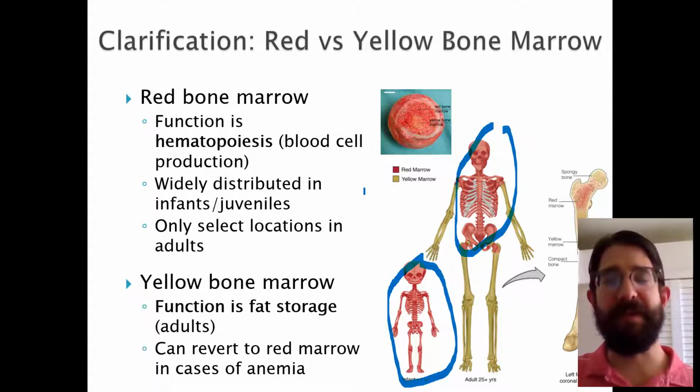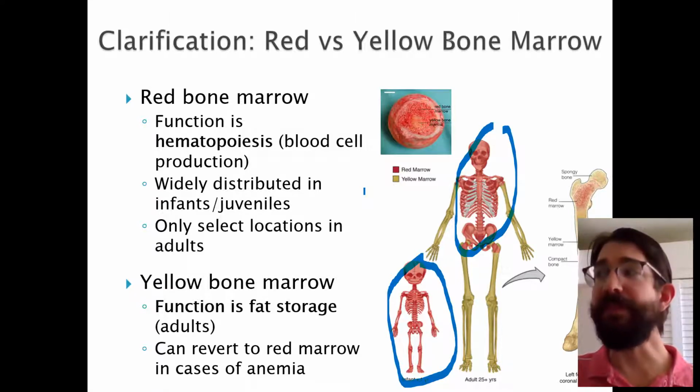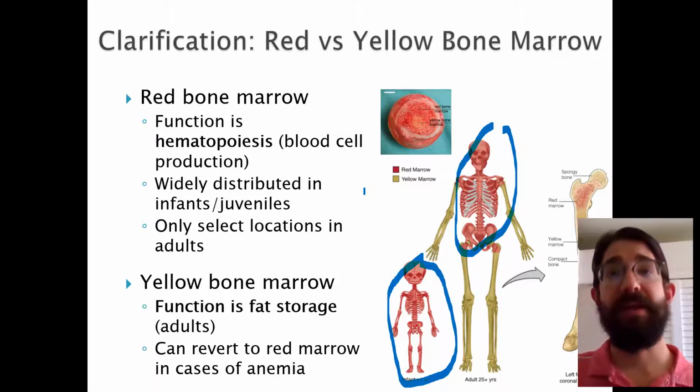Yellow bone marrow, we said, is found in adults for fat storage, although in cases of anemia, when you have reduced oxygen carrying capacity and your body decides to make more blood to deal with that, your yellow bone marrow can revert and become red bone marrow again.